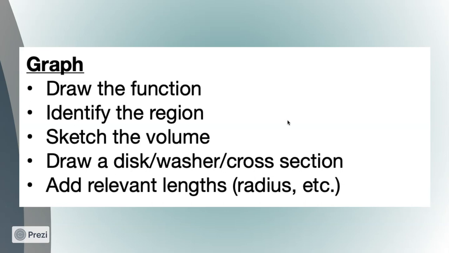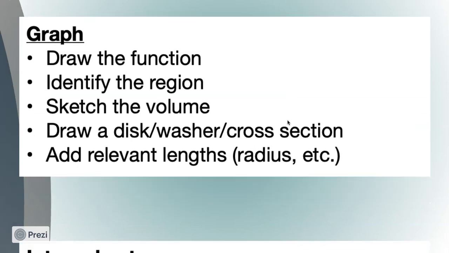And then you should probably also draw a disk or a washer if it's a washer, or a cross-section, just to have a visual that you can use later on for identifying the important dimensions. Among these dimensions, there might be the radius, but if it's a cross-section and the shape is a triangle, maybe you want to add where the base is and where the height is. We will see examples of that.